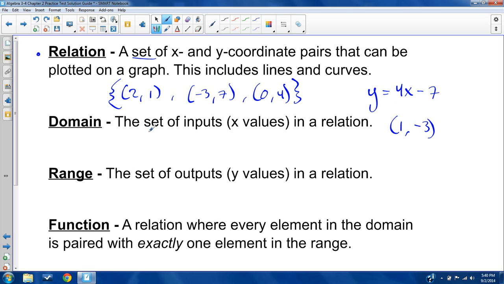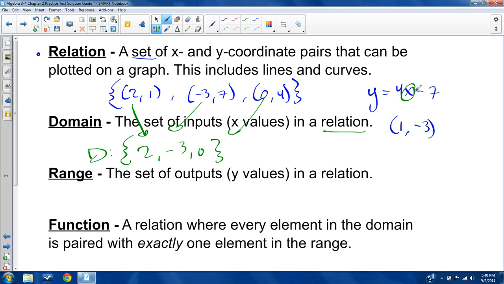Okay, domain and range. Domain is the set of inputs in a relation. So basically all of your x values. In this example here, I have 2, -3, and 0. Here's my domain: 2, -3, 0, or you can put that in proper order, -3, 0, and 2. It's just the values that work for your relation.